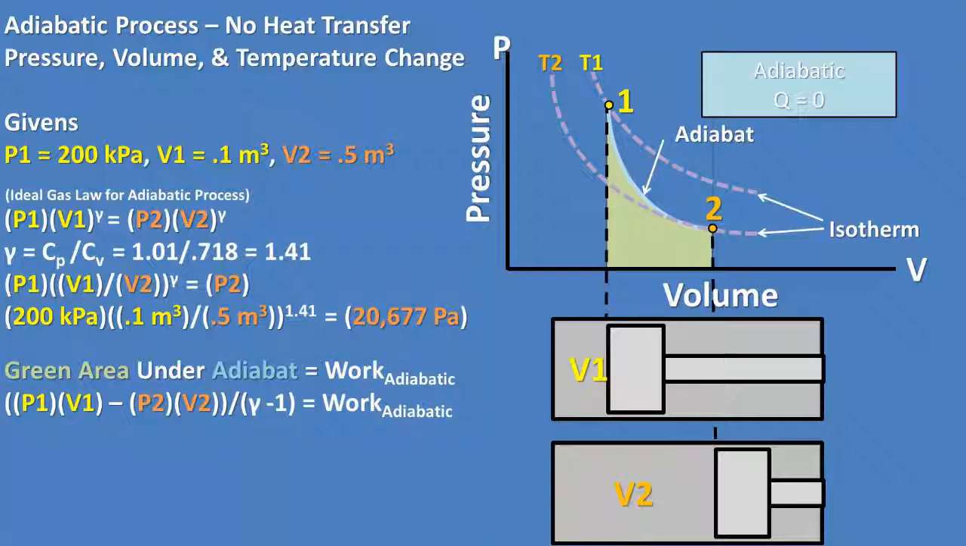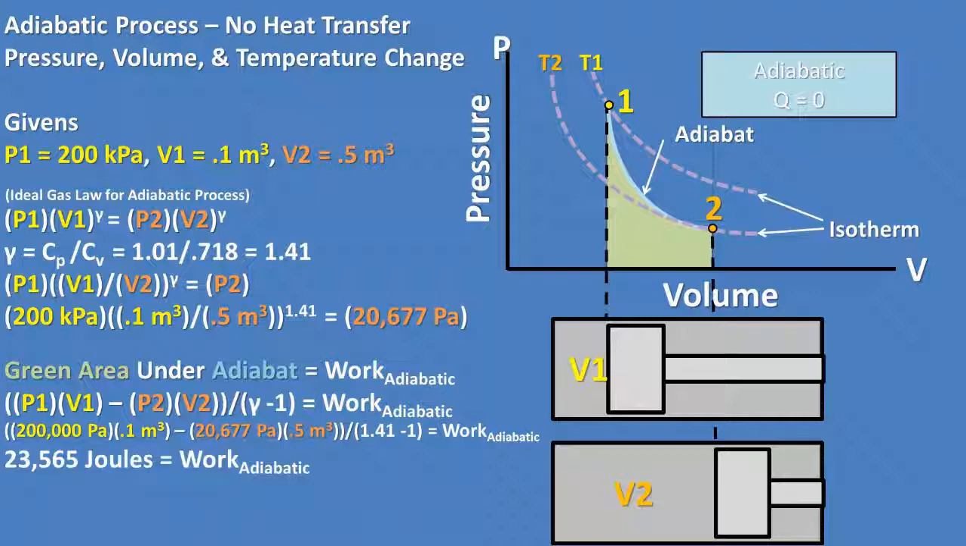Now let's find the work done by the adiabatic process. We will once again be finding the area under the adiabat. Using calculus, we find that the work or area is equal to P1 times V1 minus P2 times V2 divided by gamma minus 1. Plugging in all of our numbers and pressing the enter key on our calculator, we get 23,565 joules of work completed from the adiabatic process.